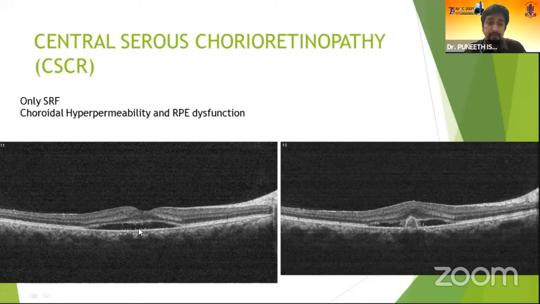In central serous retinopathy, there is no vascular leakage from the retinal vessels. Hence, you do not find intraretinal fluid. You will find only subretinal fluid. Sometimes you may find a pigment epithelial detachment, and it is because of RPE dysfunction as well as leak from the choroidal vessels.